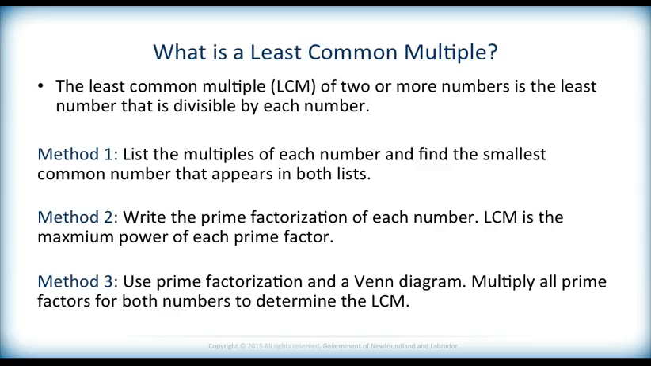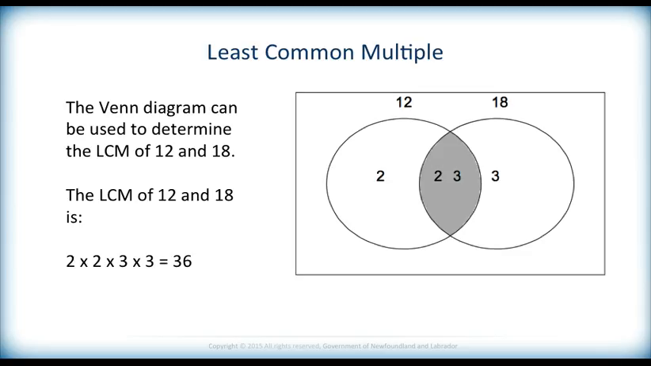Method 3, use prime factorization and a Venn diagram. Very similar to the greatest common factor, you'll find the prime factors of 12 and 18. You'll multiply all prime factors for both numbers to determine the lowest common multiple. If we look at our example here, the Venn diagram is going to be used to determine the lowest common multiple of 12 and 18.